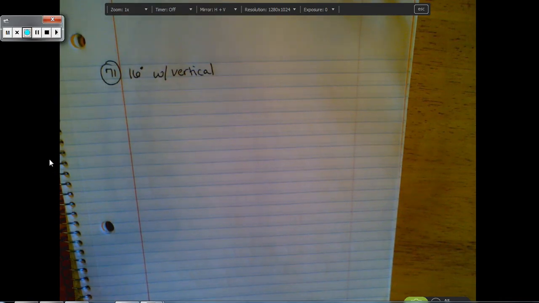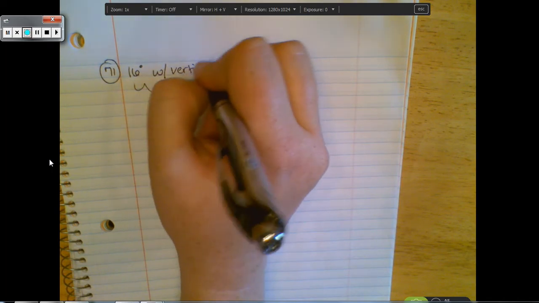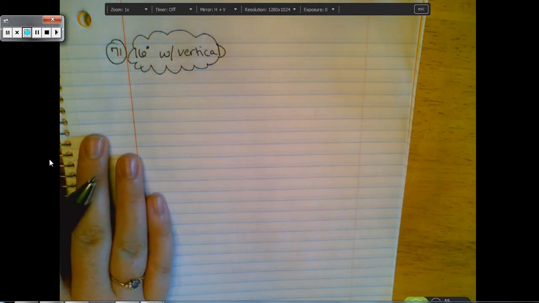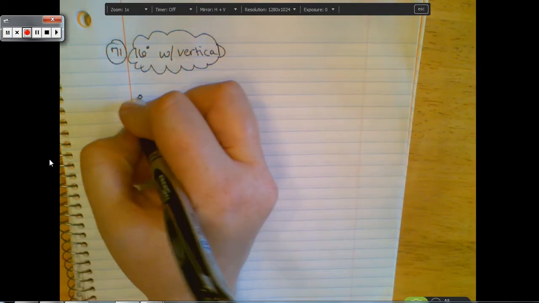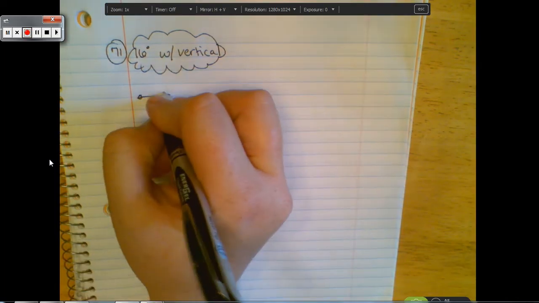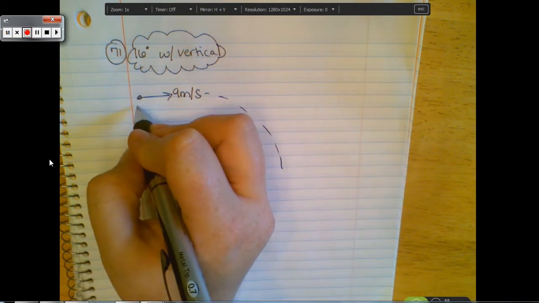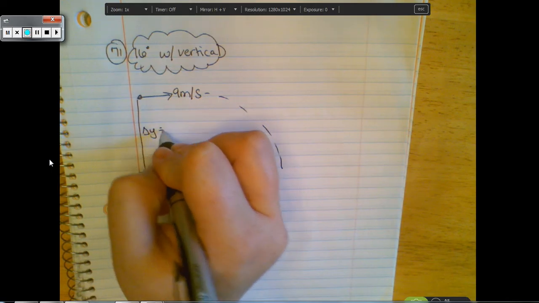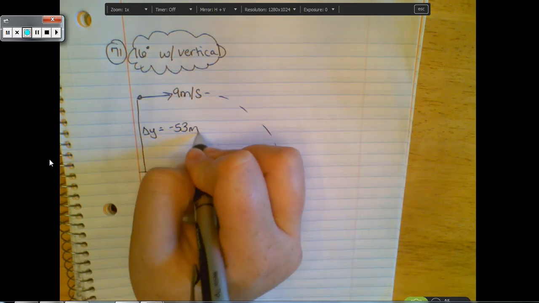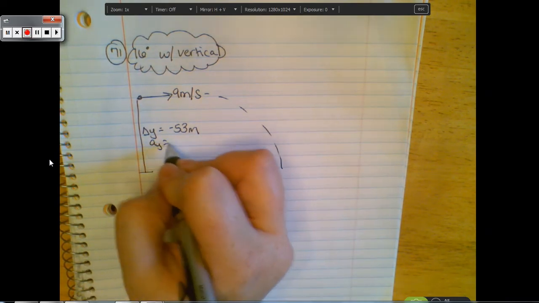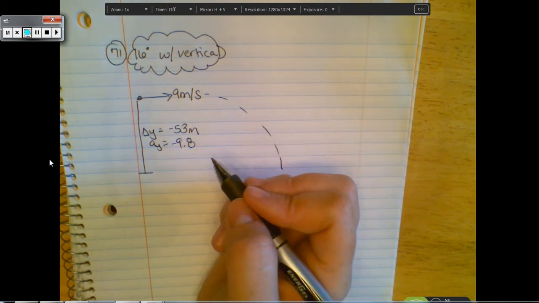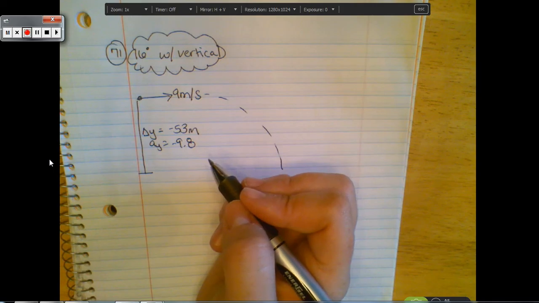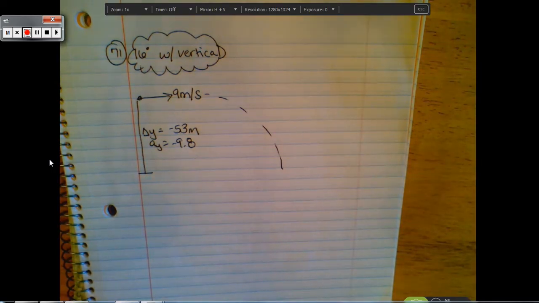Alright, so 71, the answer you're aiming for, hopefully, is going to be 16 degrees with the vertical. Water at the top of Horseshoe Falls is moving horizontally at 9 meters per second as it goes off the edge and plunges 53 meters to the pool below. Okay, so we know this is delta y, which is going to be negative 53 meters. I know a_y, of course, is negative 9.8. Ignoring air resistance, at what angle is the water moving as it enters the pool?